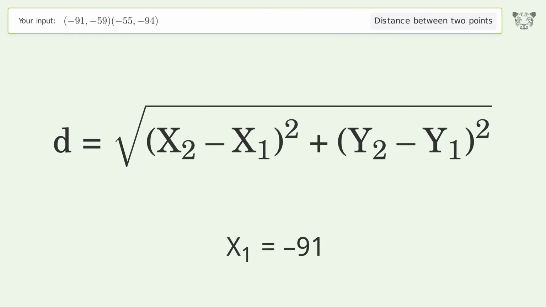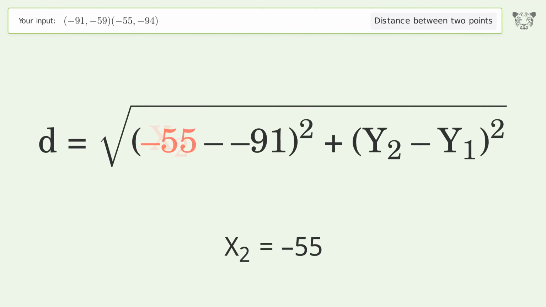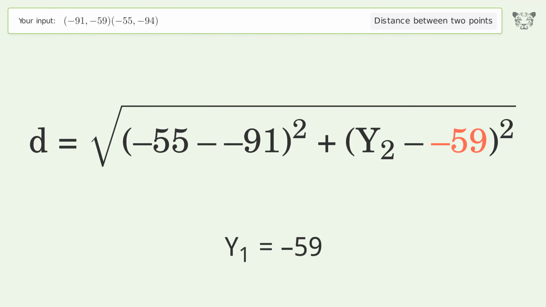x1 equals -91. x2 equals -55. y1 equals -59. y2 equals -94.